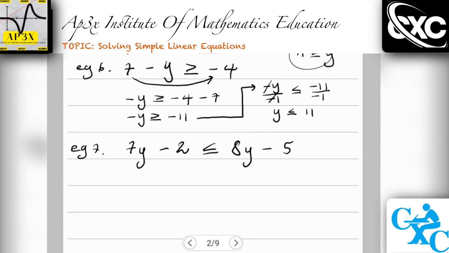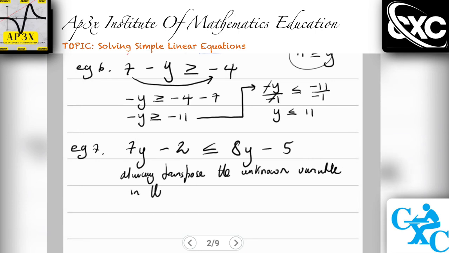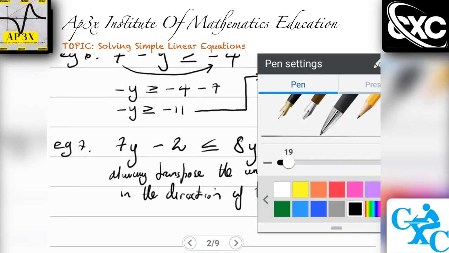But if not, I strongly recommend that you always transpose the unknown variable in the direction of the larger coefficient. Okay, always you transpose in the direction of the larger coefficient. What do you mean by that, Akeen?